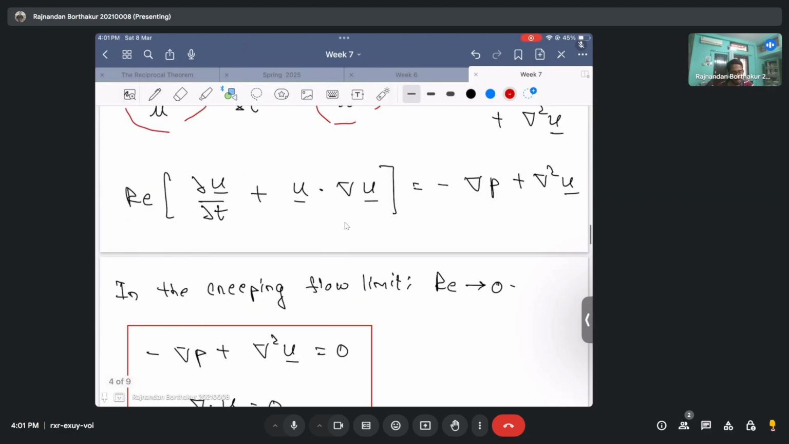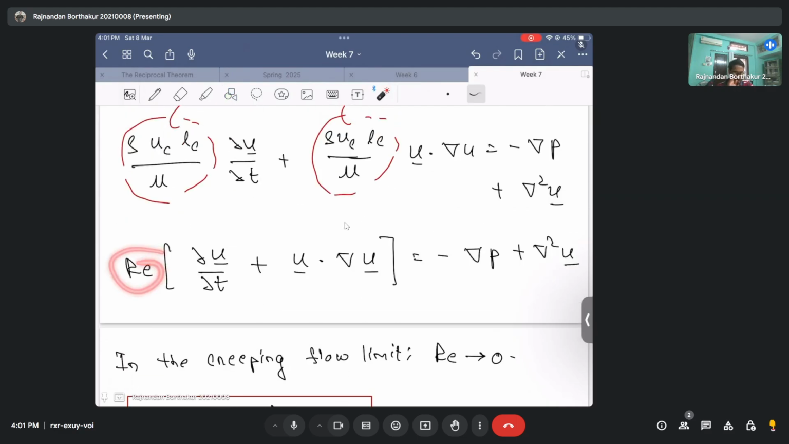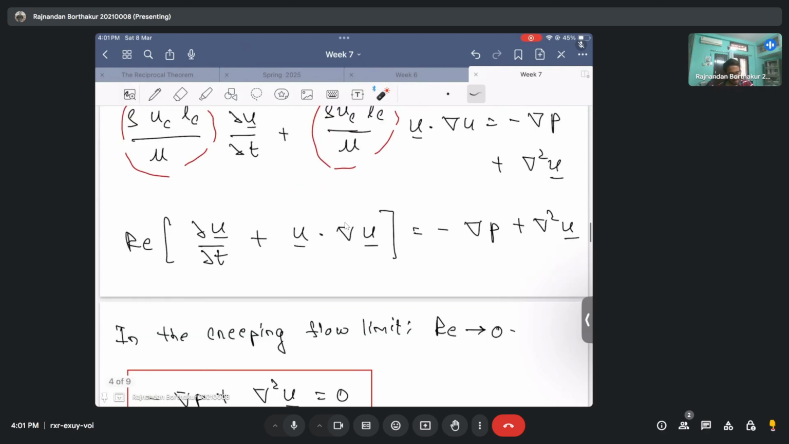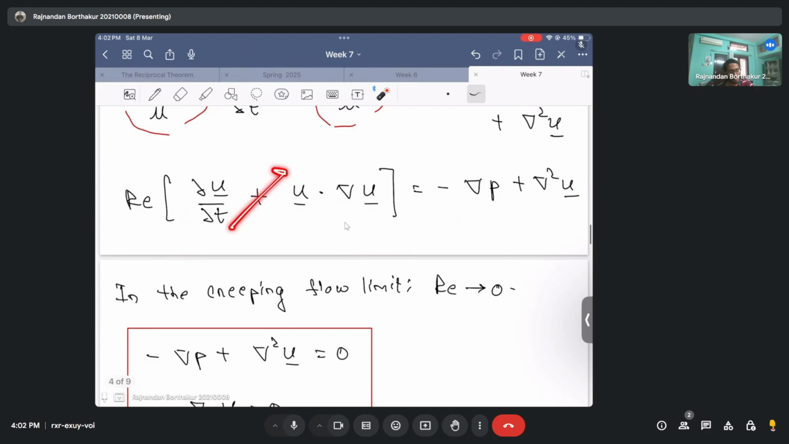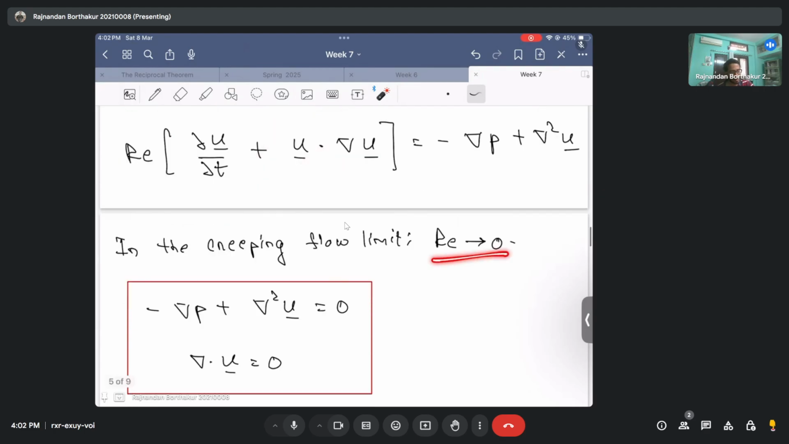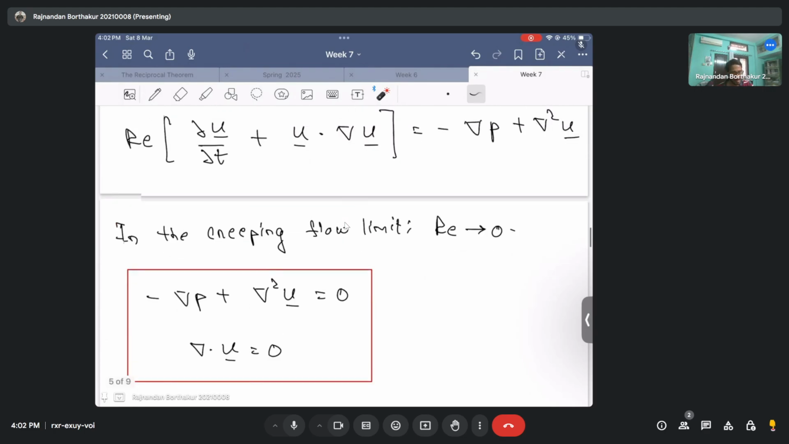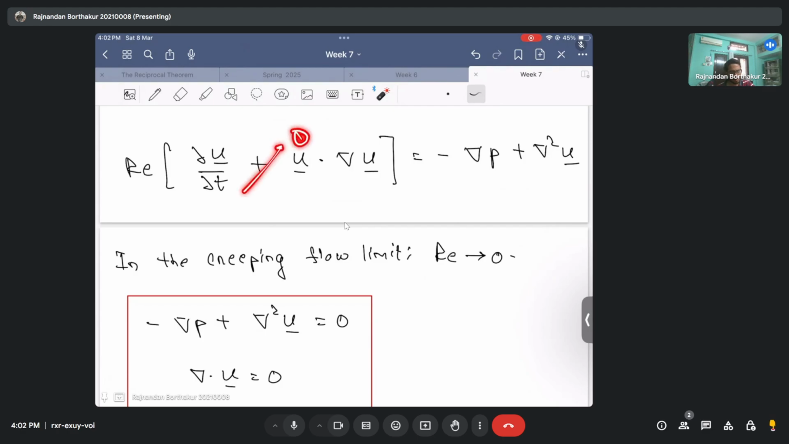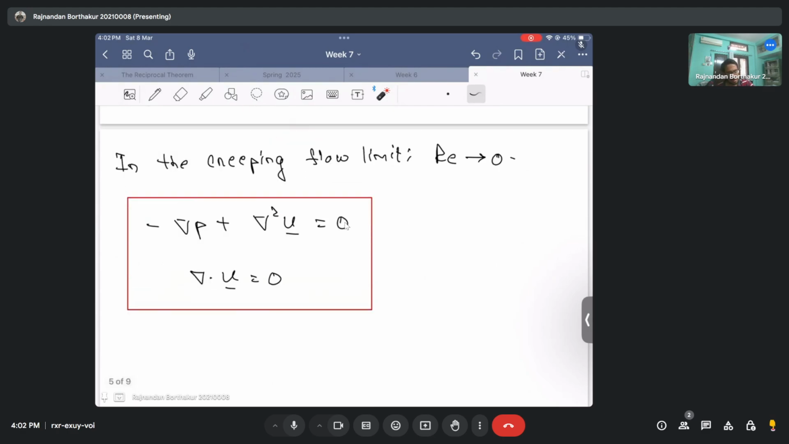But now you can pinpointedly say in terms of the Reynolds number that if my Reynolds number goes to 0, then, since this is an order 1 term, this term is now very much less dominant over these two terms, meaning that I can just drop this term off in the limit when Re tends to 0. This is known as the creeping flow limit, as you know. In the creeping flow limit I just don't have this term, and then my equations of motion are just minus gradient of P plus del square U equal to 0, and divergence of U equal to 0.